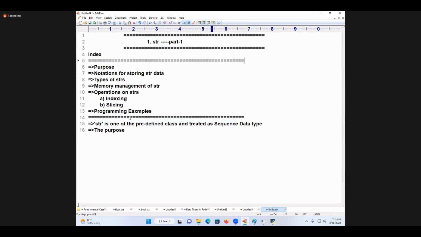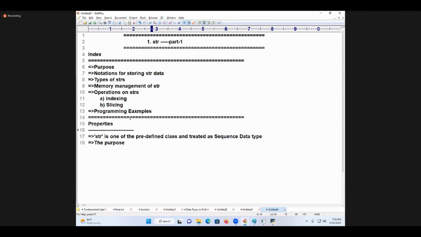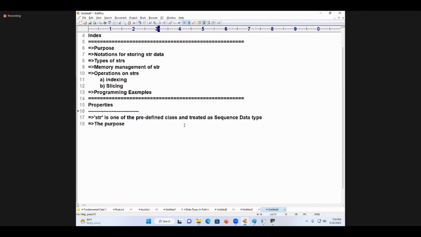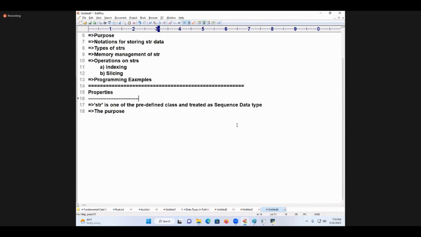So I'm going to talk about this index description. Carefully follow. I'm going to start with the properties. Under the properties, I'm going to cover all these things. Tell me now, what is the first one? str is one of the predefined classes, treated as which type? Sequence. Good. The purpose of the str data type is to store textual data, that is names, places, descriptions, like that. Next, I'll show you one by one in the class programmatically.